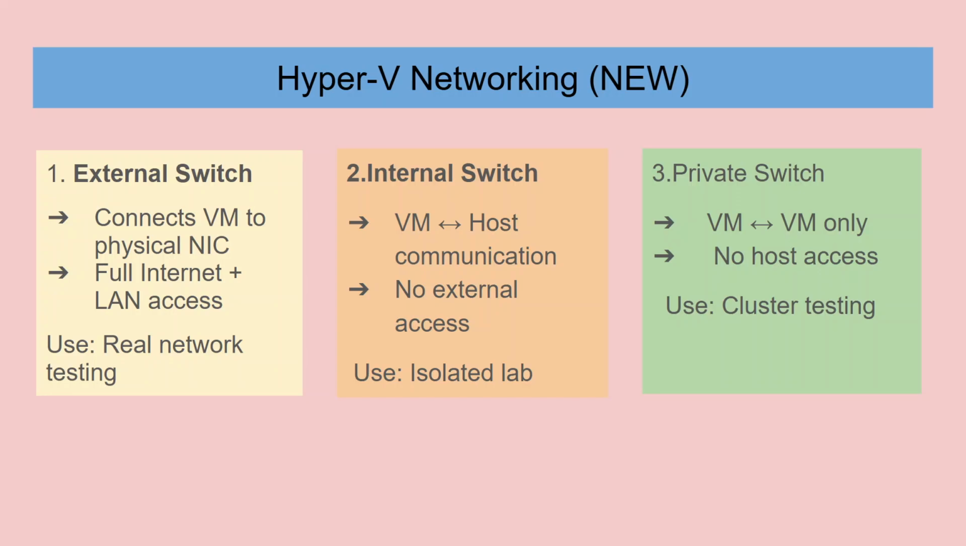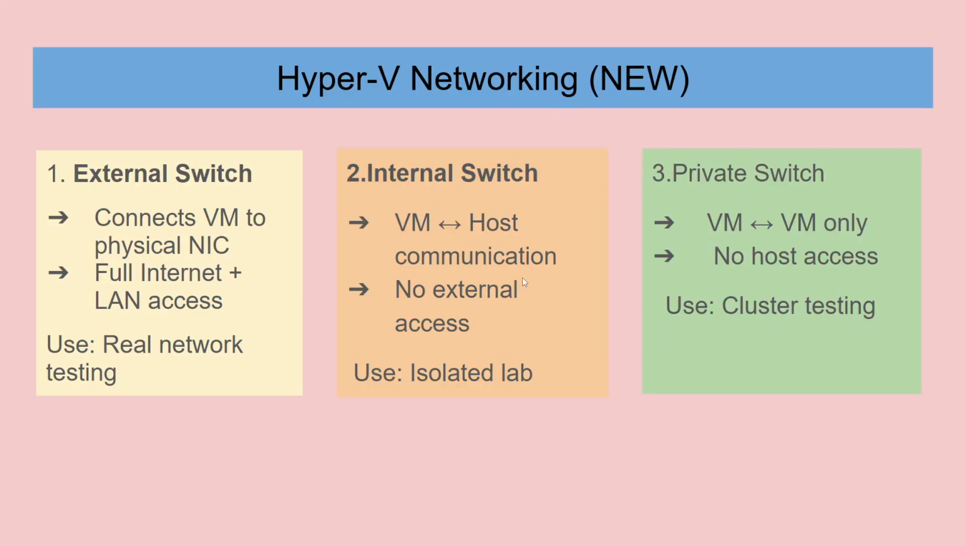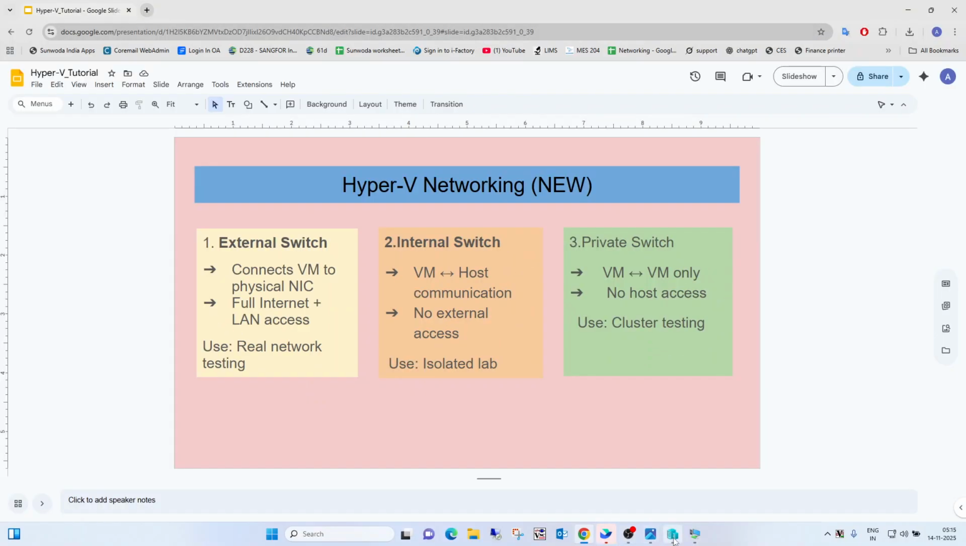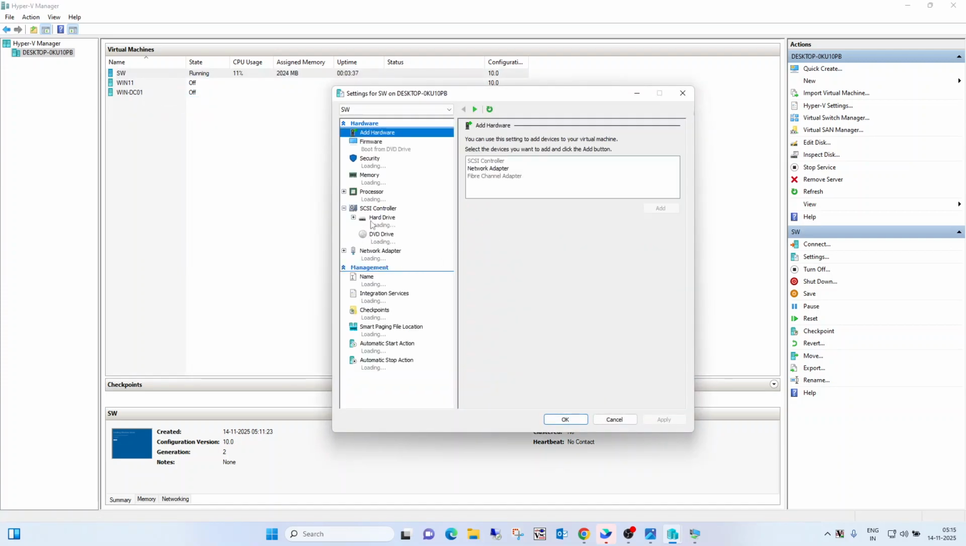Storage. VHDX dynamic. The standard. The file only grows as you add data. Supports up to 64 terabytes. Fixed VHDX. Slower to create but offers faster performance because the file size is set from the start. Pass-through disk directly gives the VM access to a physical disk or SSD, bypassing the host's file system. Pro tip: keep your VM files on a separate SSD. This dramatically boosts VM performance.